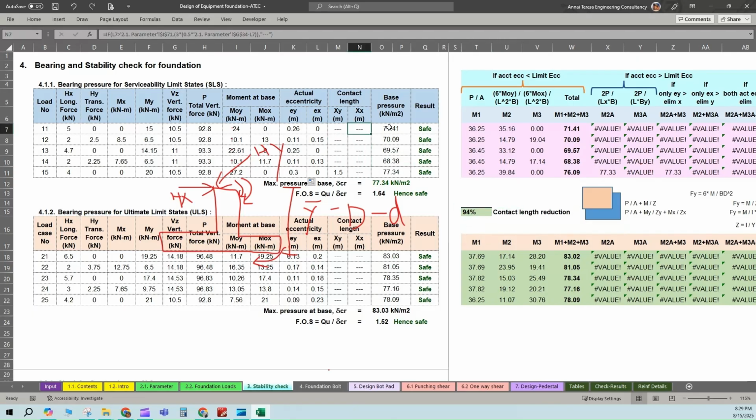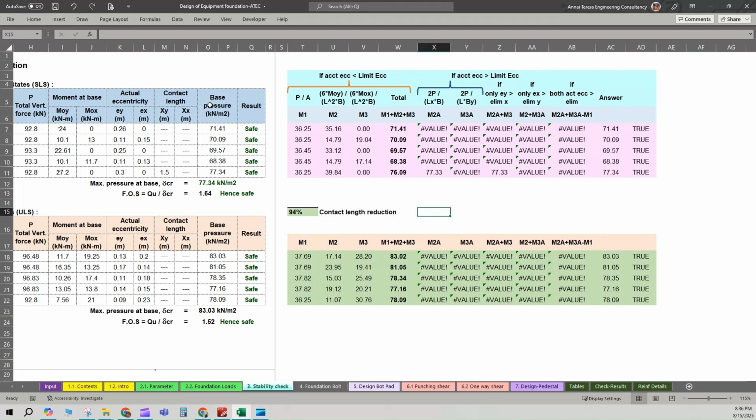So now coming to the bearing pressure calculation. This is a very big thing we need to consider. First, if the actual eccentricity is less than the limiting eccentricity, then these are the calculation procedures. This M1, M2 and M3 are the applicable bearing pressures that we need to consider.